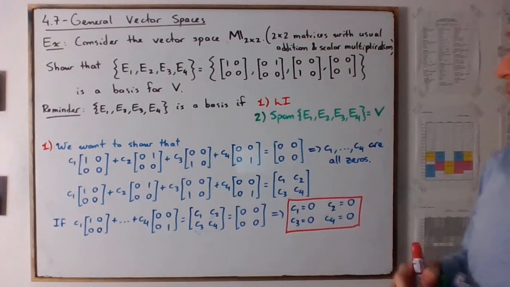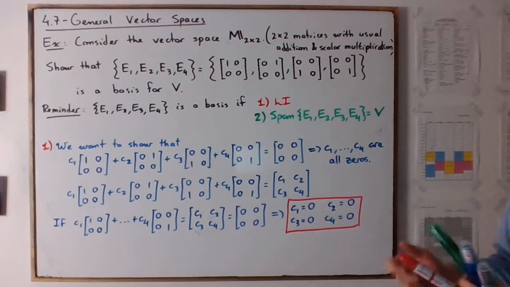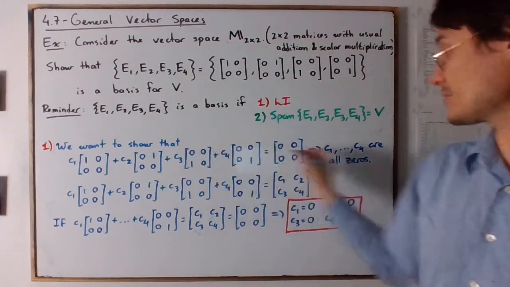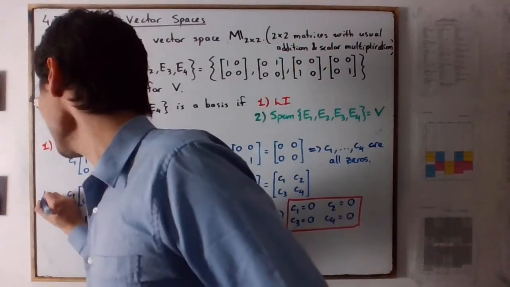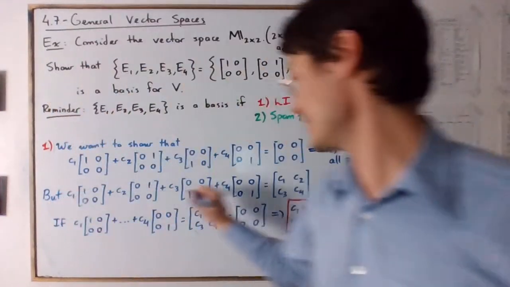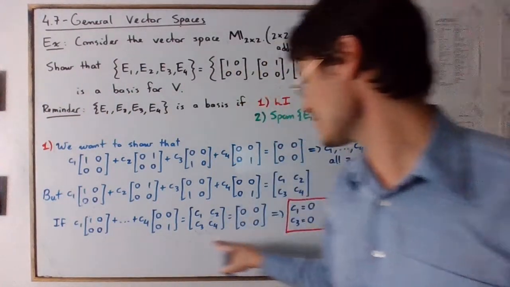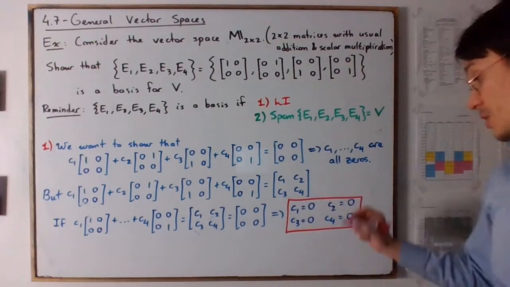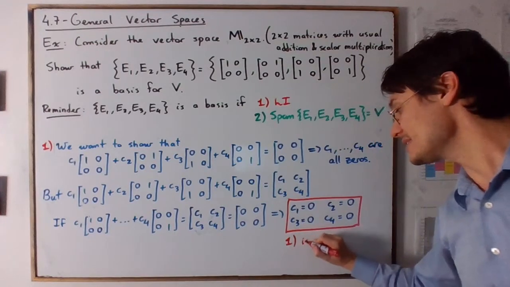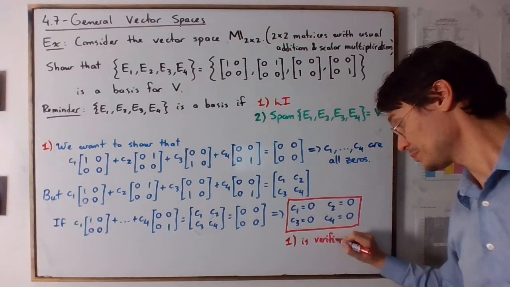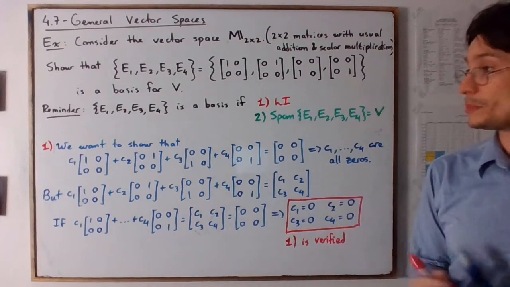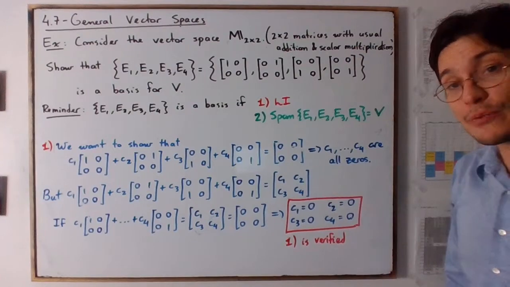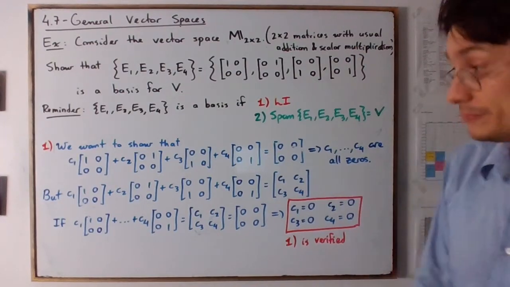All right, so before I erase all of this, let's just review the proof one argument after the other. We want to show that this is true, but we know that this is valid. So if this is equal to 0, it forces C1, C2, C3, C4 to be equal to 0. So it means that 1 is verified. All right, now I'm going to erase this, and we're going to verify property number 2.